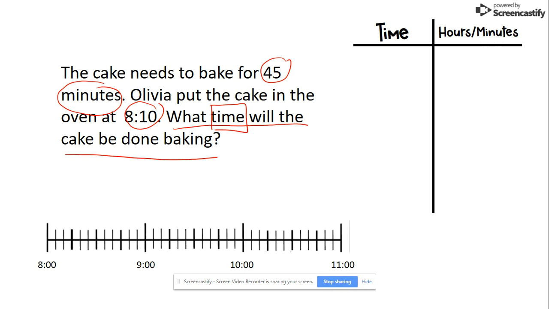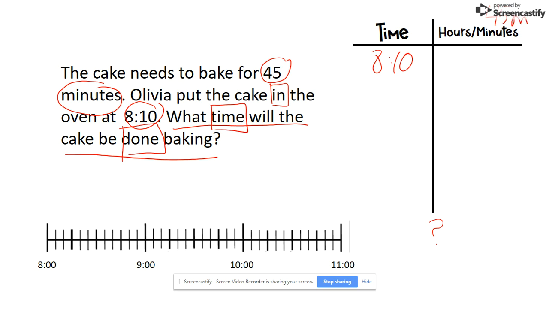And it says that she put the cake in the oven at 8:10. So that's when her cake is beginning to cook. That must be our start time. I don't know when she takes it out. I don't know when it's going to be done. And that's the end time that I'm missing. Over here on my T chart, again, my start time is going to go at the top. And I don't know my end time just yet, so I'm going to have a question mark down at the bottom. But I do know that I have to add 45 minutes to my start time.